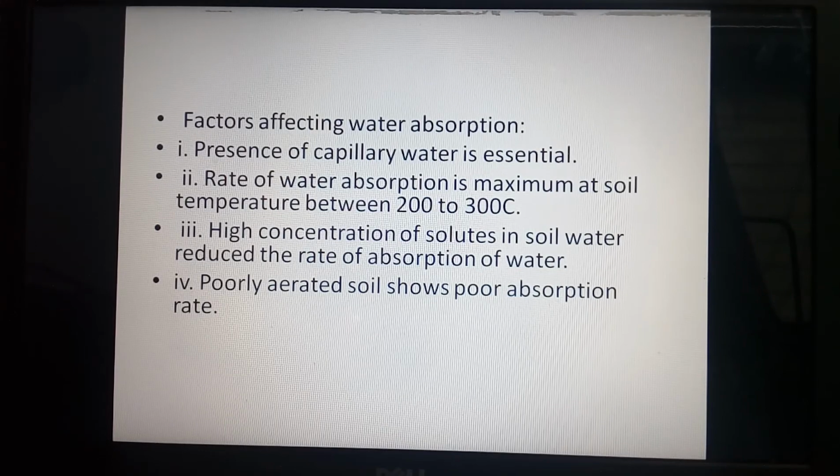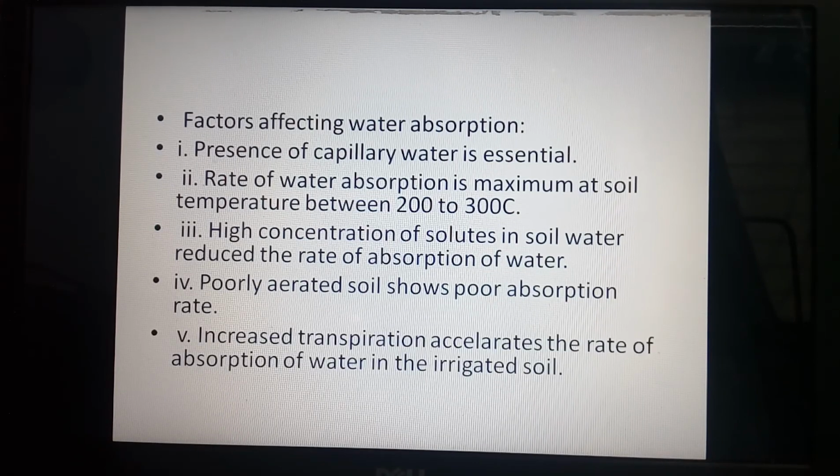Over here, this is 20 degrees Celsius to 30 degrees Celsius, not 200 to 300. Okay. Increased transpiration accelerates the rate of absorption of water in the irrigated soil. What are all those things? We'll take a detailed account in the next lecture.